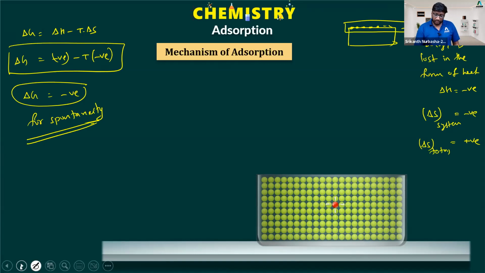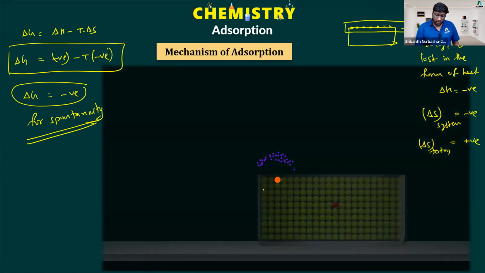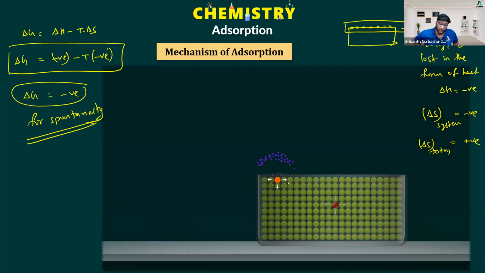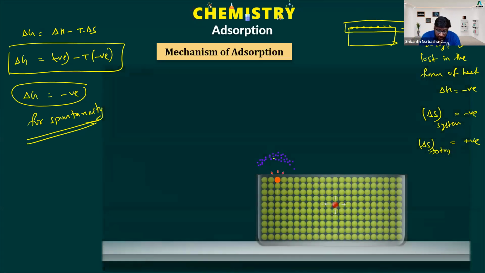Mechanism of adsorption. So this was the bulk molecule which has equal force in all the directions. Now consider the surface molecule which has net downward force. So gas molecules have a tendency to balance the unbalanced forces. So they will now come and stick on the surface.